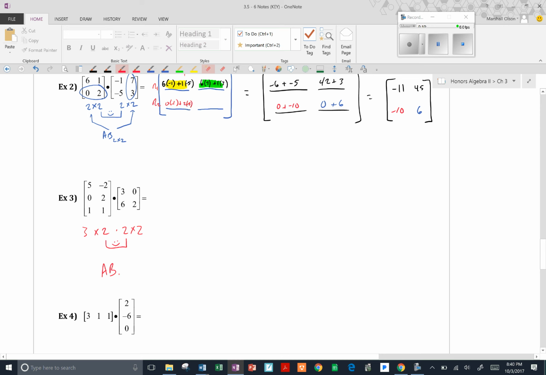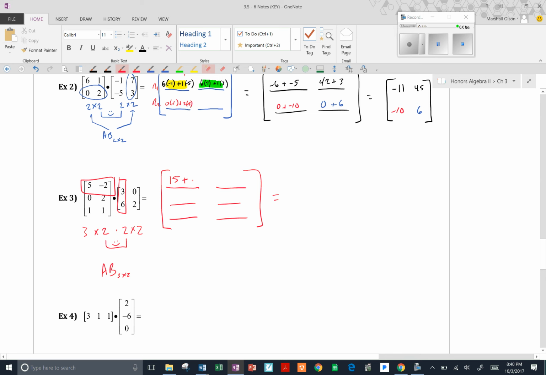I'm just going to write AB is going to be a 3 by 2, just so I kind of know. So 3 rows, 2 columns. So I'm going to have one more row here than I did before. Okay. Now when I do this one, I'm going to try to go right to that second matrix in this problem. So I'm taking first row times first column. So we're going to have 15, 5 times 3, plus negative 2 times 6 is negative 12.